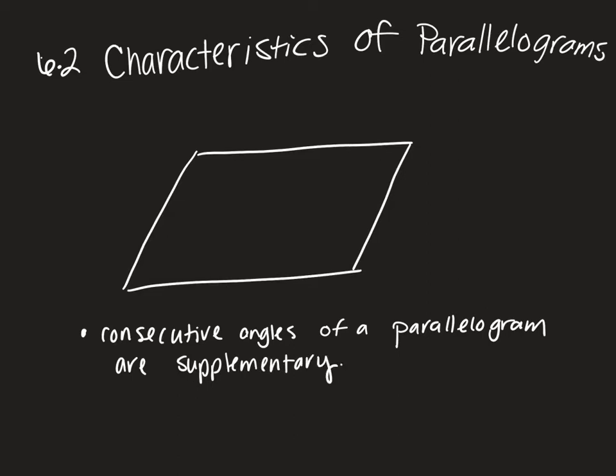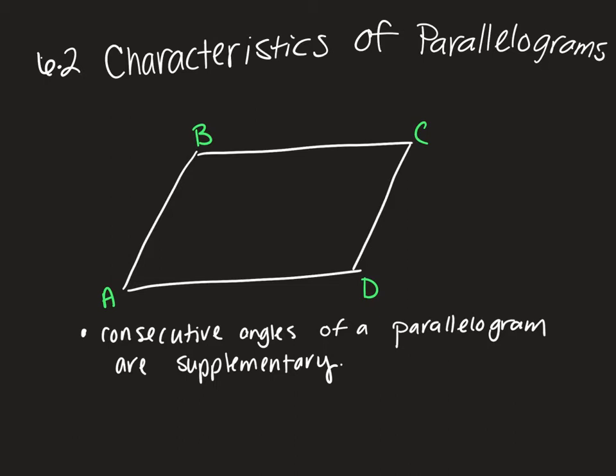So what does supplementary mean? Right, they add up to 180. So that means any two consecutive angles in the parallelogram. So the consecutive angles, let me label my, so let's say we have A, B, C, and D. So consecutive angles would be like A and B, or B and C, or C and D, or D and A, right? So any of those pairs are going to add up to 180.